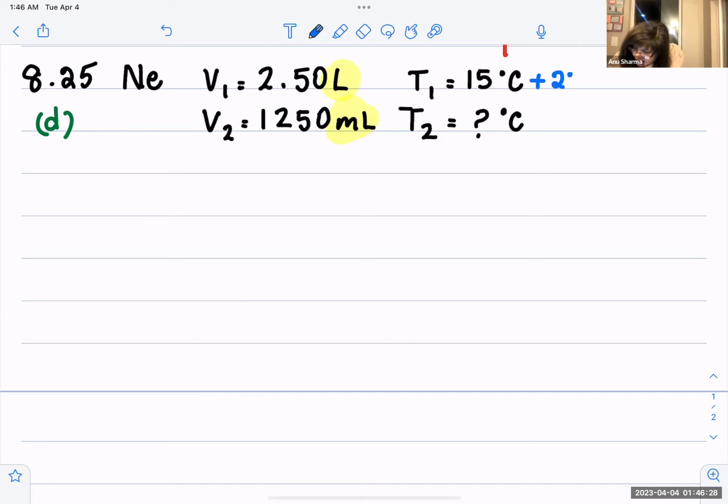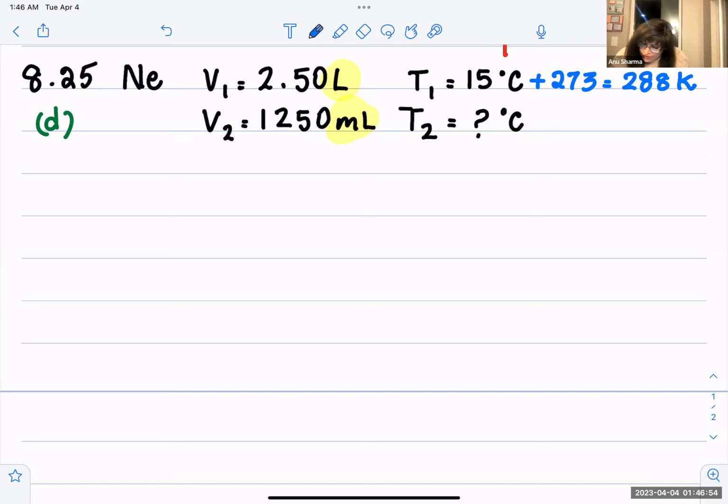Just get used to doing it. So 273, and here you are going to get 15 plus 273 is equal to 288. So this is 288 Kelvin. Okay, so your answer is also going to be in Kelvin, but you're going to convert it into Celsius.